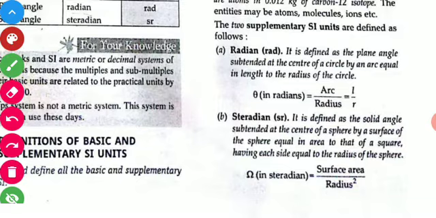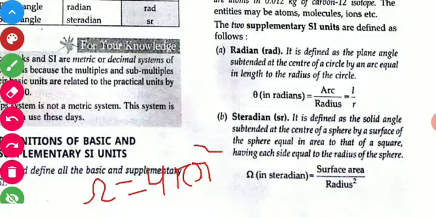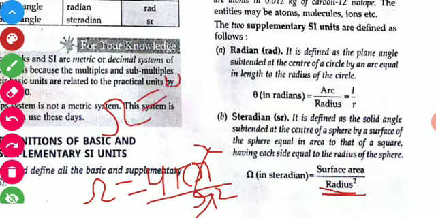Now students, its formula is surface area upon radius square. So we can determine the solid angle by this formula. Suppose we want to find out the solid angle of a sphere. The surface area of a sphere is 4 pi r square, upon radius square, r square. So r square will be cancelled with this r square. So we are left with solid angle equal to 4 pi. So for a sphere, solid angle is 4 pi. Similarly, you can calculate solid angle of any shape by just putting the value of surface area and radius.